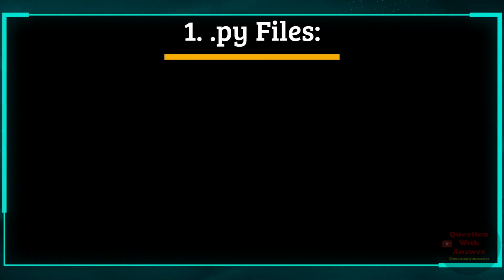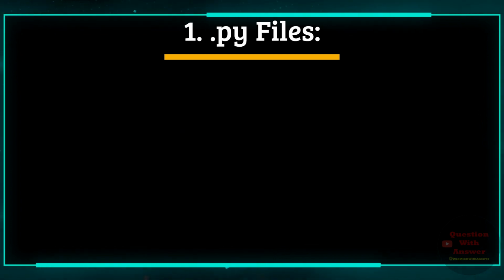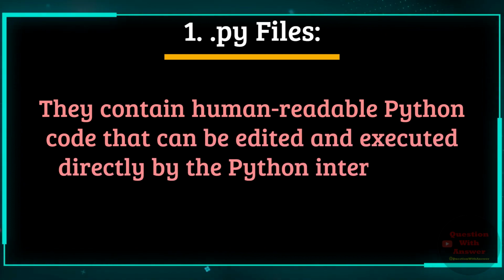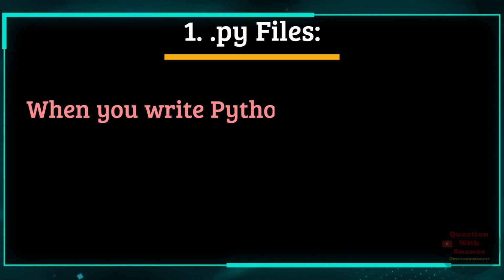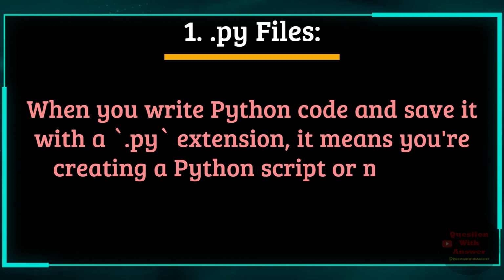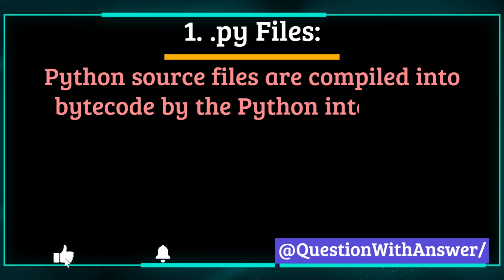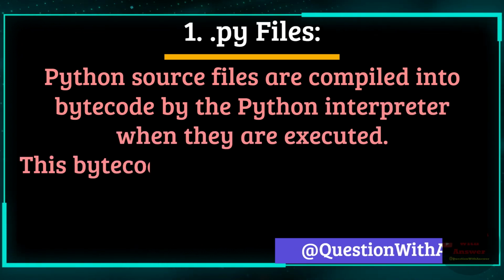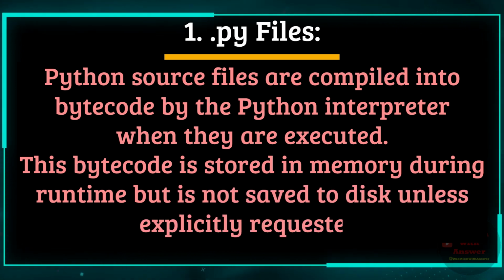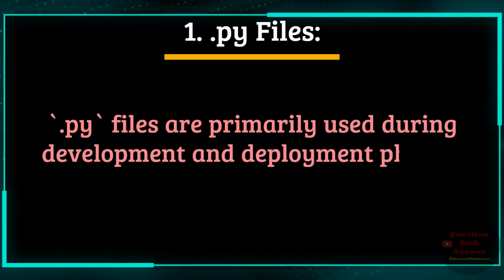1. .py files. These are Python source code files written by developers. They contain human-readable Python code that can be edited and executed directly by the Python interpreter. When you write Python code and save it with a .py extension, it means you're creating a Python script or module. Python source files are compiled into bytecode by the Python interpreter when they are executed. This bytecode is stored in memory during runtime but is not saved to disk unless explicitly requested. .py files are primarily used during development and deployment phases.